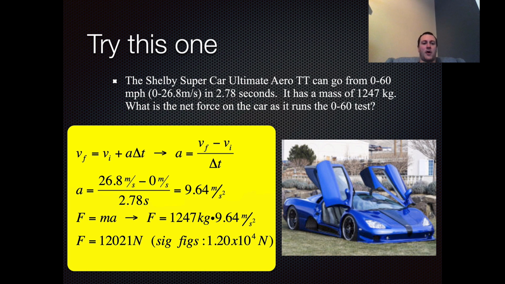So we go with our change in velocity over our change in time. So final velocity 26.8 minus initial velocity of 0, divided by our time of 2.78 seconds, to get our rate of acceleration of 9.64 meters per second squared. Then we can use that acceleration, multiply that by the mass of the vehicle to get the total amount of net force acting on the vehicle.